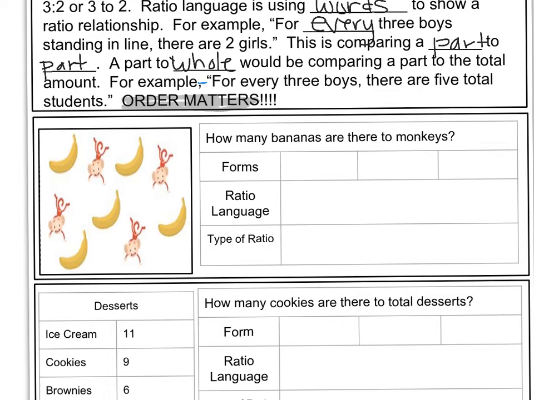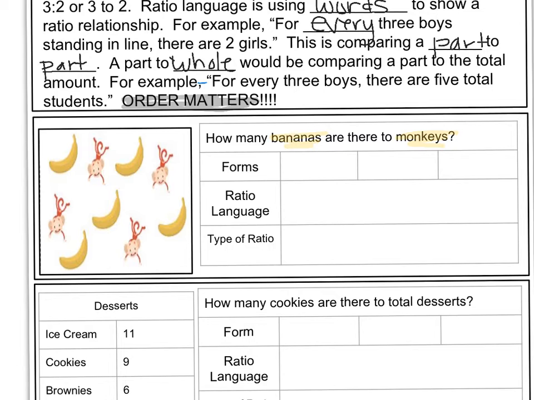So let's look at this example. How many bananas are there to monkeys? So we're comparing bananas to monkeys. So there are 3 forms. In that table right there, we're going to write down the 3 forms. Well, the first thing that was listed was bananas. So we need to write the number that represents bananas. There are 5 bananas. If you count them, you'll see 5 bananas there.